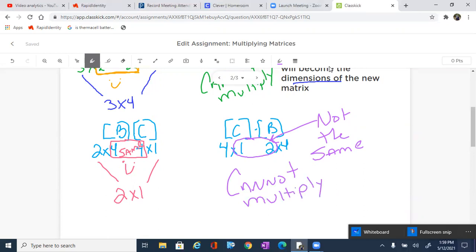All right, y'all, I hope that helps you out with figuring out how to multiply these matrices, or whether or not you can actually multiply a set of matrices.